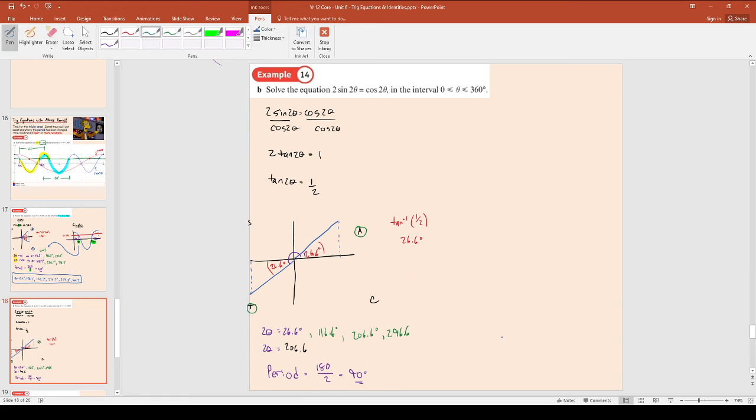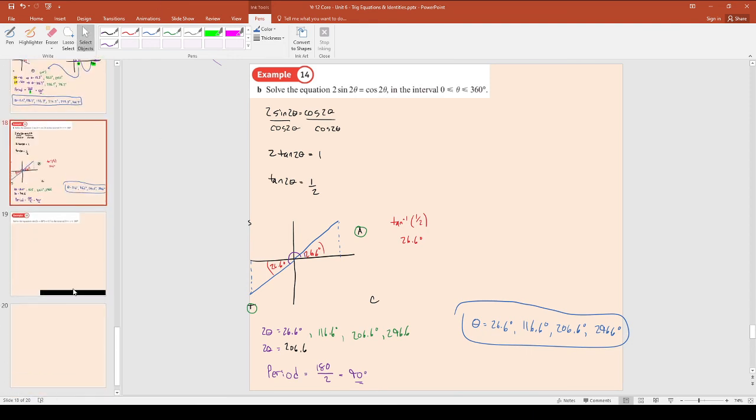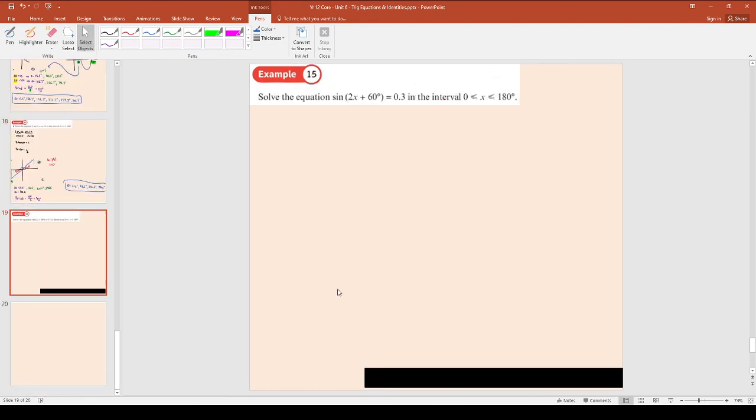Final answer then, buddies. You just jot them out. So theta equals smallest to biggest, 26.6 degrees, 116.6 degrees, 206.6 degrees, 296.6 degrees, and there you have it. Okay, that's all of them. So actually, you didn't get way more answers in 10 as you normally do with the other two. Cool. Final question. Final one.